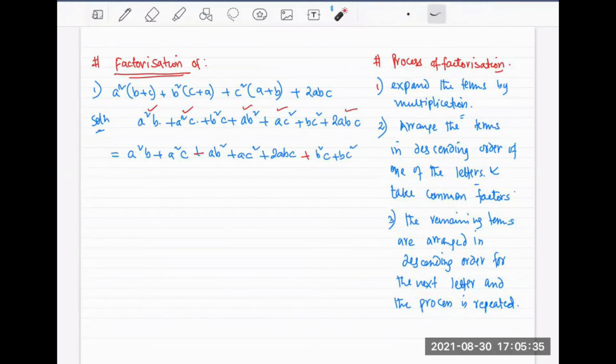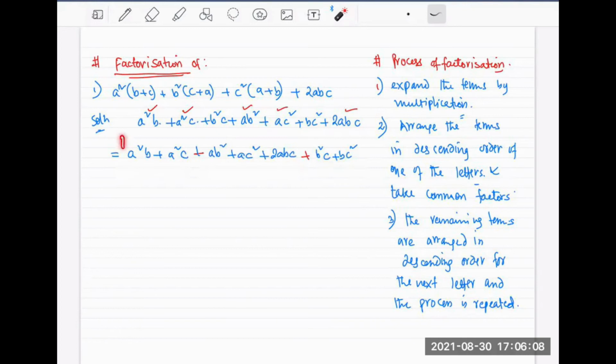Okay, so step 2 is partly done. We have arranged the terms in descending order of one of the letters. We have taken a as the letter and then we put them in descending order: power 2, power 2, power 1, power 1, power 1, and the terms with no powers. Now, one part is remaining. Take common factors. I'm taking common factor from these three, from these two.